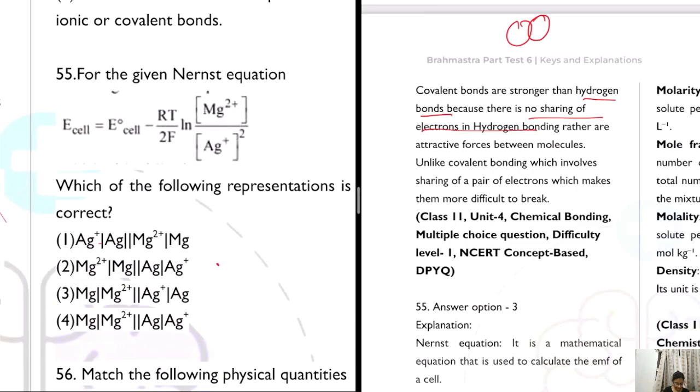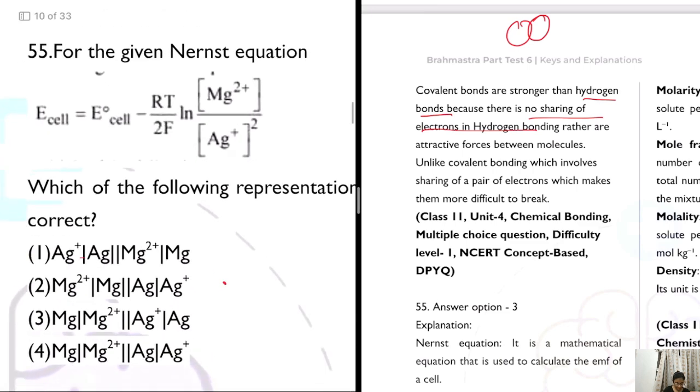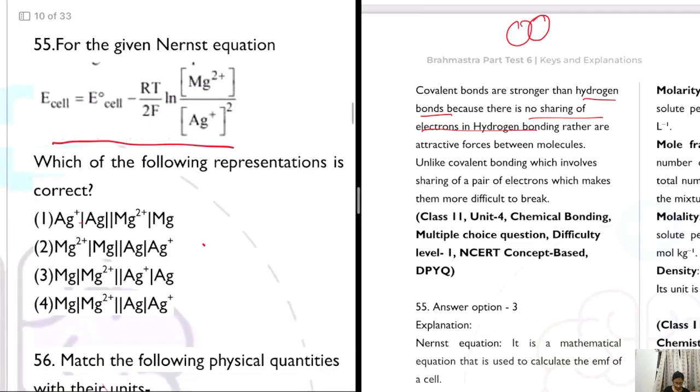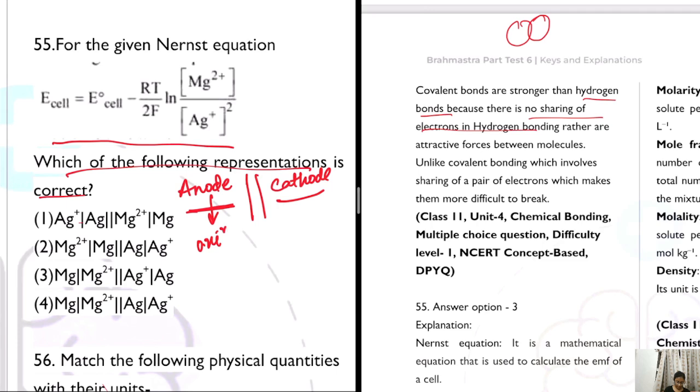It is given to us that for a given Nernst equation, which of the following representations is correct? See, for a cell representation, this is a salt bridge. Here we have the anode representation on the left and the cathode on the right. At the anode, what happens? Oxidation. Whereas at the cathode, reduction takes place. So you have to see where oxidation or reduction is taking place.